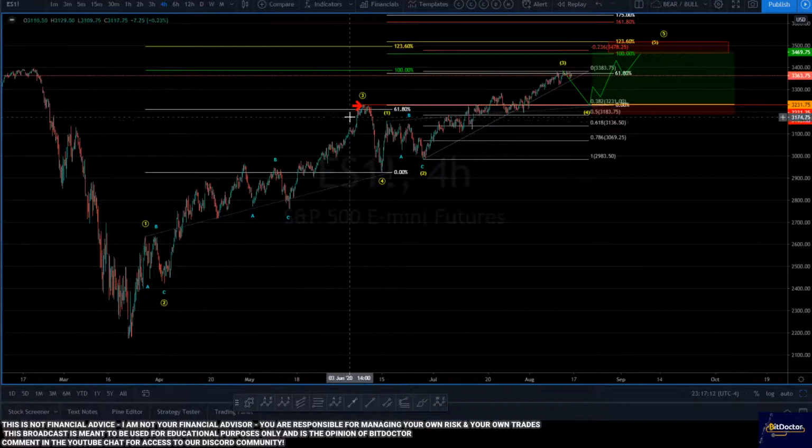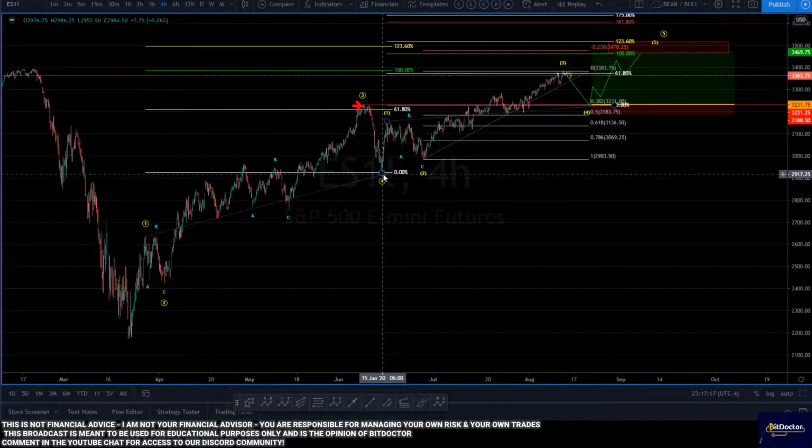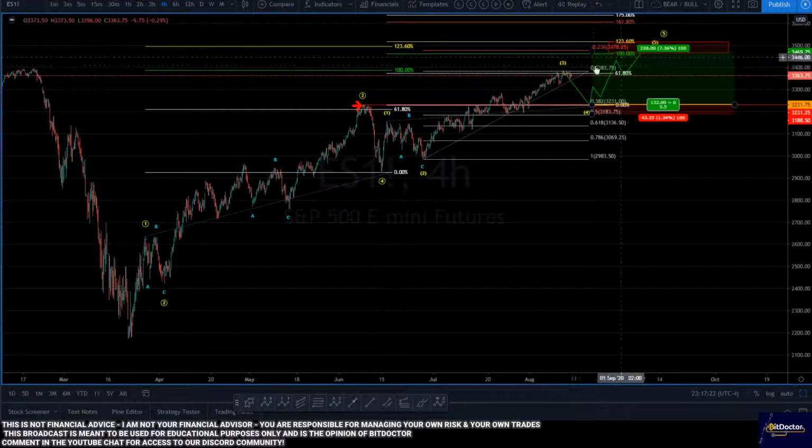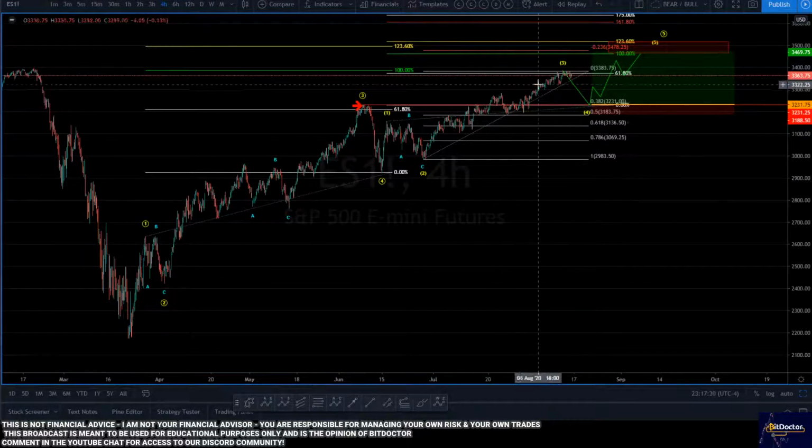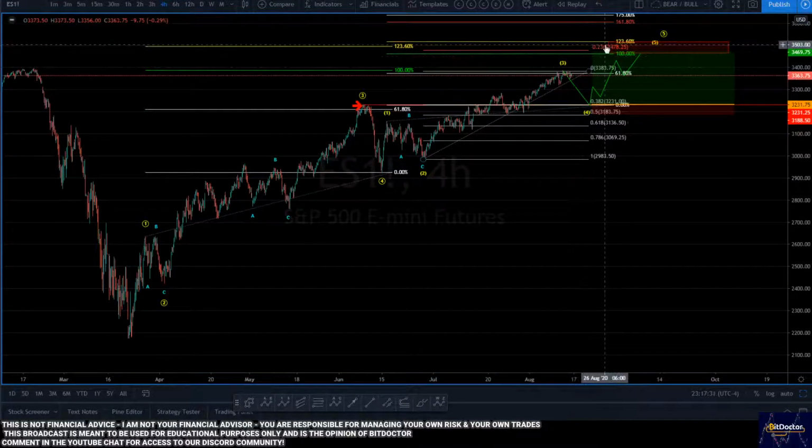This was not an ABC, right? This is a 1, 2, 3. This was the 4 because of the technical pivot. So we work on the 5. We're hitting the 100 right now, right? 100% the length of the 1 projected from the start of the 4, right? But we're looking for this 1236, the 1236.